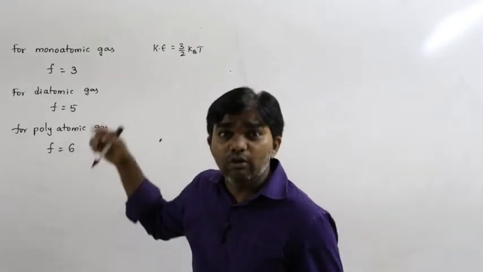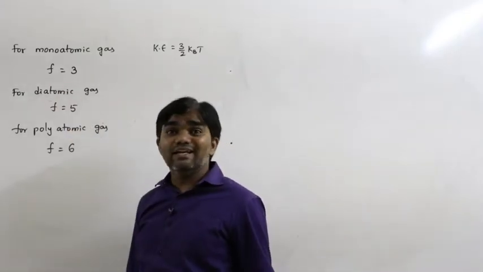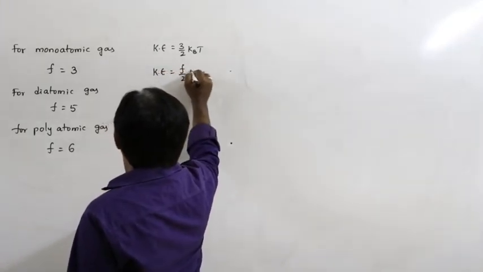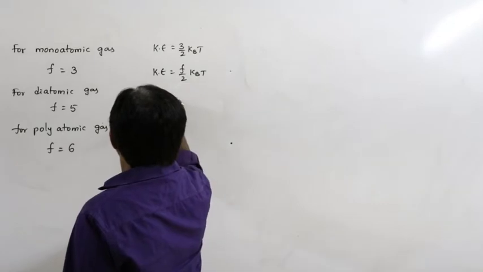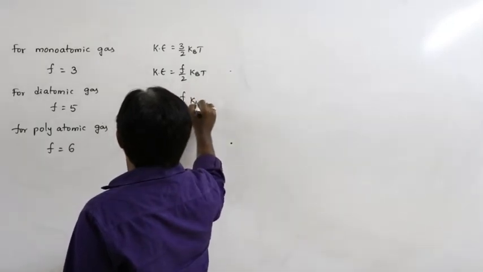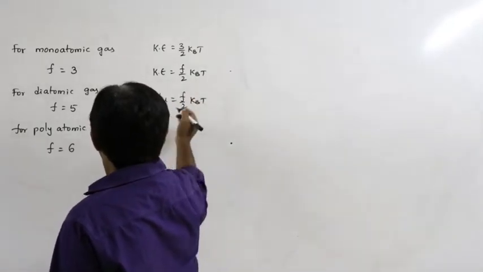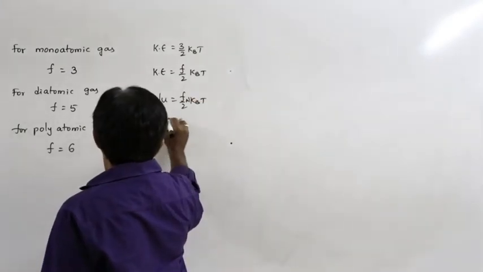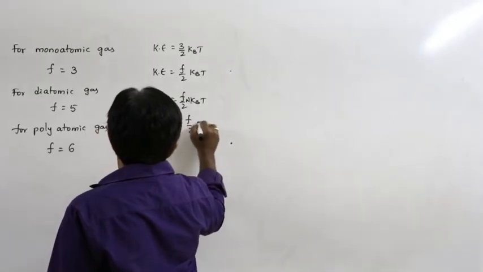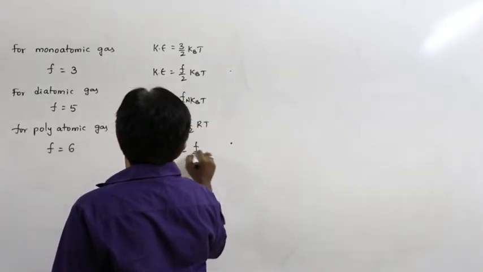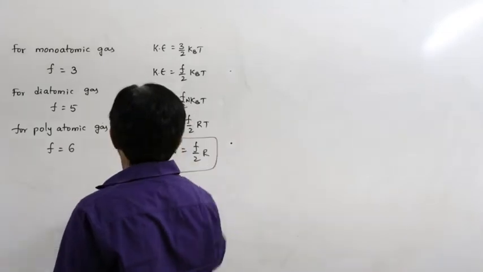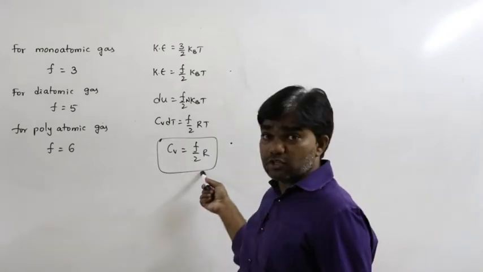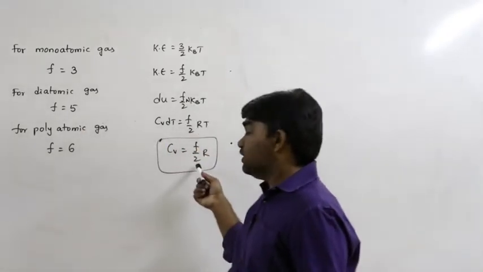So for one molecule, how many degrees of freedom do we have? 3 degrees of freedom. For different molecules, this is F by 2 kBT. So dU is equal to F by 2 kBT. Also for n molecules, n Cv dT is equal to F by 2 RT. So from this Cv can be written as F by 2 R. We already discussed this. For monoatomic gas, Cv equals 3 by 2 R. For diatomic gas, Cv equals 5 by 2 R.